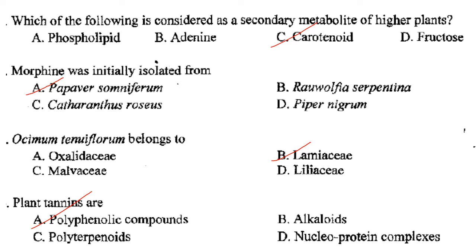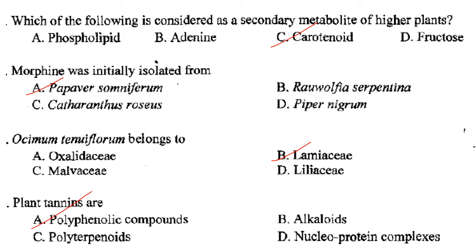The next one. Which of the following is considered as a secondary metabolite of higher plants? So it is carotenoid that is considered as a secondary metabolite of higher plants. Then morphine was initially isolated from Papaver somniferum. Answer is option A. Ocimum tenuiflorum belongs to the Lamiaceae family. Answer is option B. Plant tannins are polyphenolic compounds.